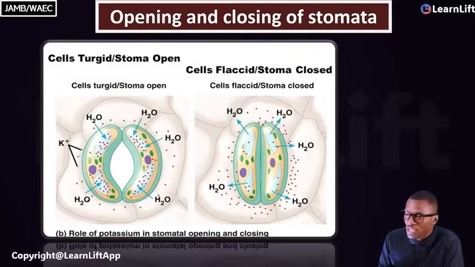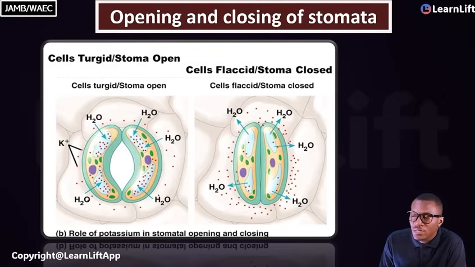I'll give another diagram. Look at this diagram. What can you see? Water is moving in. As water is moving in, what happens? It becomes turgid. Look at it, cell turgidity. Are you seeing that water is moving in, becomes what? Turgid. And because it becomes turgid, the stomata will open. Look at it. Are you seeing that?